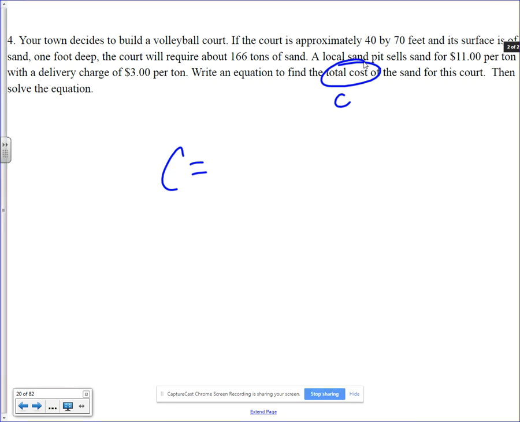I do need that. That's how many tons of sand I need, so I got to buy that. Say it again. Yeah, 40 by 70 is pretty big. Go ahead, Savannah.